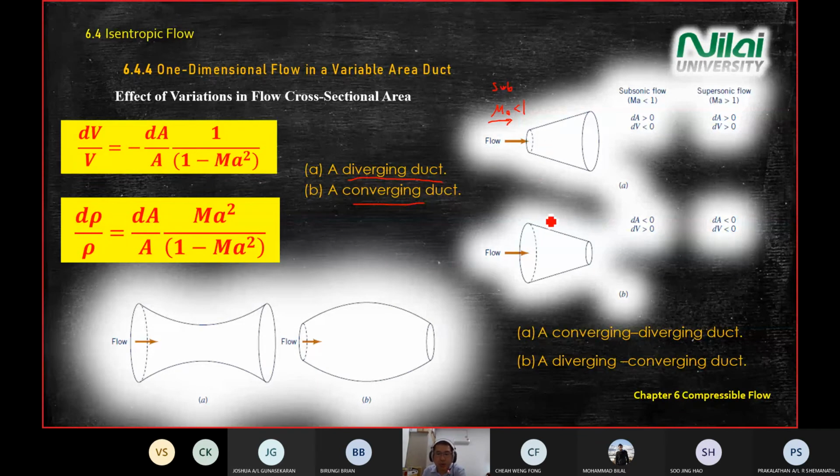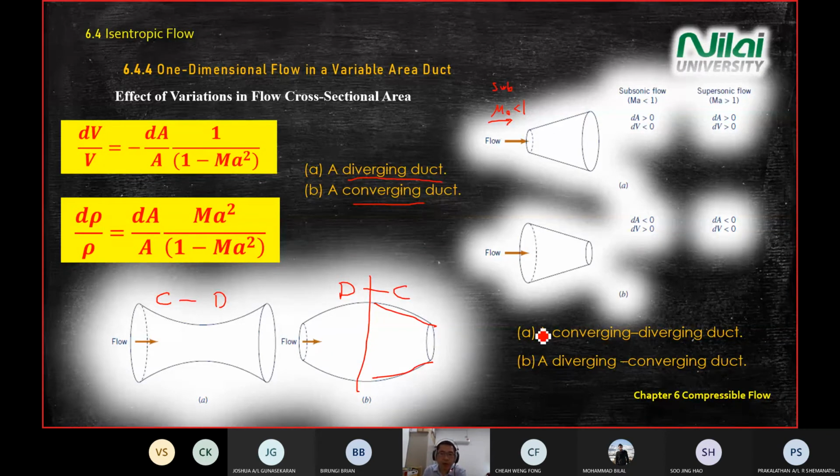And you can combine these two small components into a complete wind tunnel configuration. So diagram A is called a converging-diverging duct because it converges first, followed by diverging. Diagram B, you break into half. So small to big is this one, diverging, then converging, becoming like that. Okay, so these are the new technical words that we expect you to know when you study fluid mechanics.